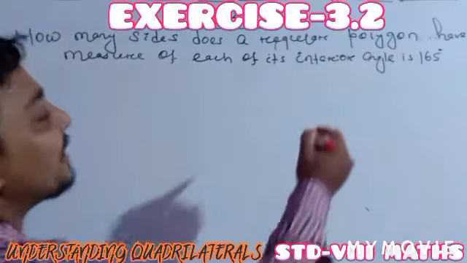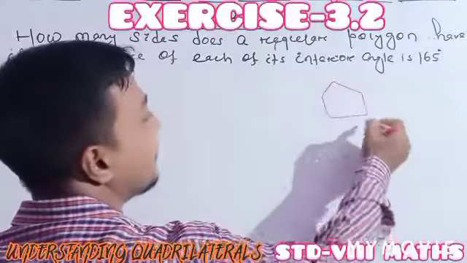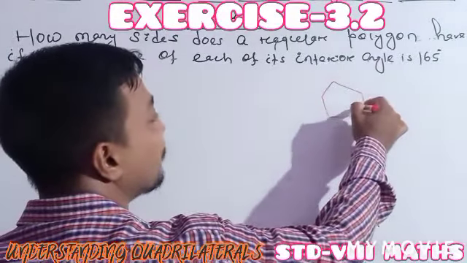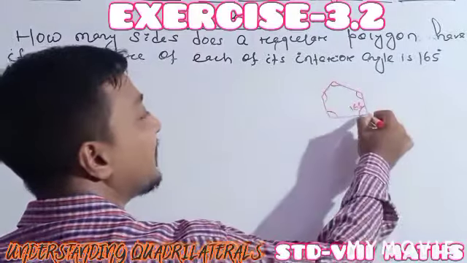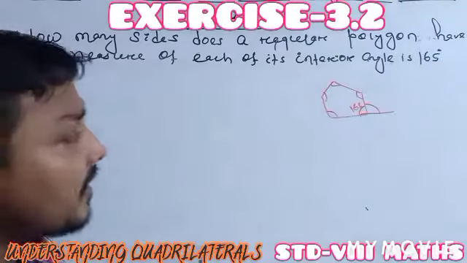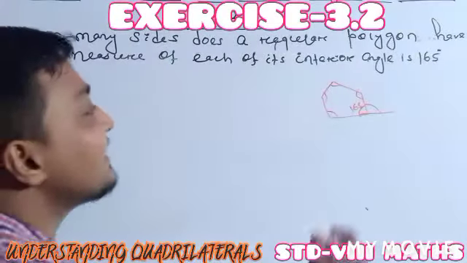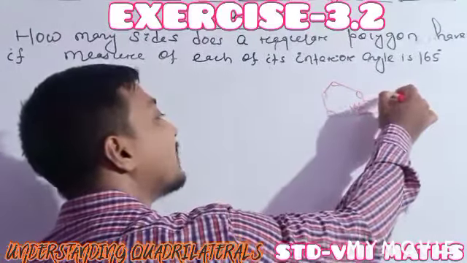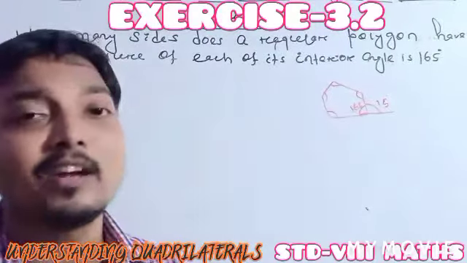See, for a regular polygon, suppose the polygon looks just like this. Suppose one of the angles is 165, this one 165, 165, 165, 165. So what is the exterior angle? The regular polygon's interior angle is 165, so its exterior angle is 15 degrees. Why? Because the exterior and interior angles form a linear pair.